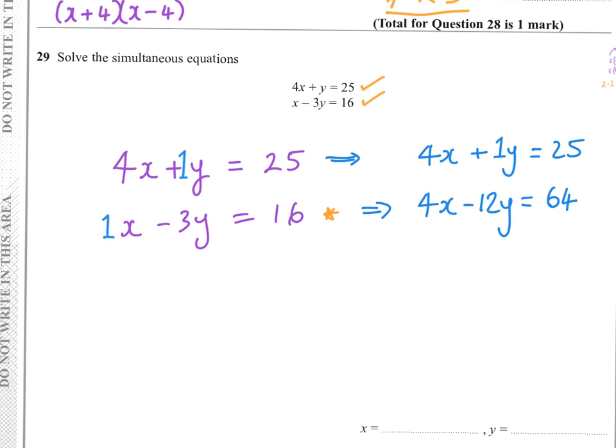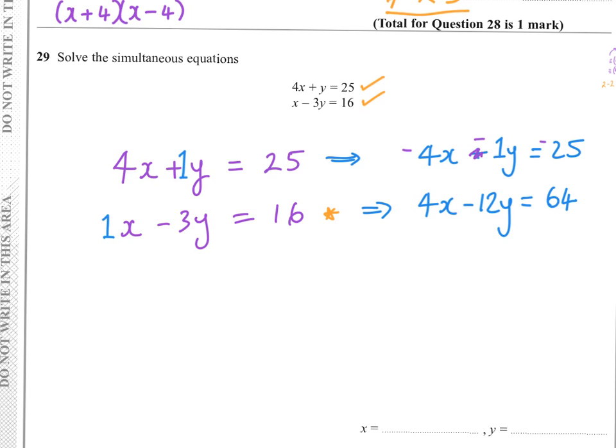But with this method, now I've got the numbers in front of the x the same, I'm going to times one of the equations all the way through by negative 1. It doesn't matter which one at all. I'll choose to do it to the top one. So I'm going to times that by negative 1, this by negative 1, and this by negative 1. And because I've done that to both sides of the equation, i.e. the left-hand side and the right-hand side, then I haven't broken the rules of algebra.